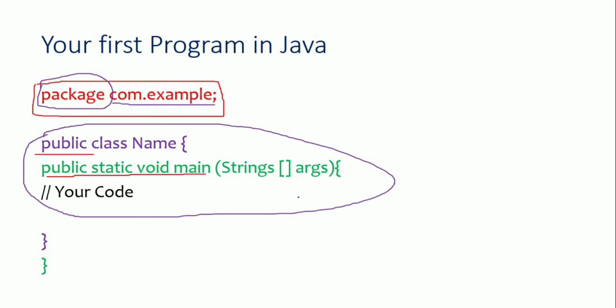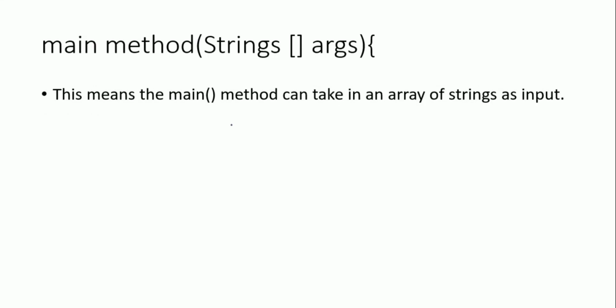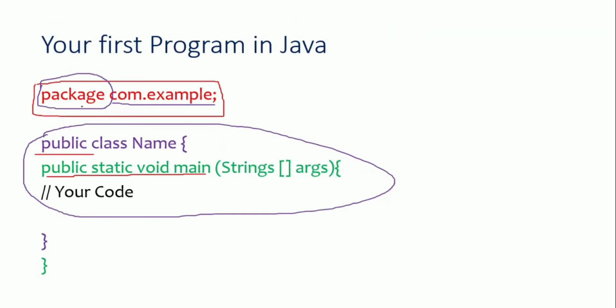Okay, so your first program in Java. Our program in Java starts from the package. What is a package? A package is simply a grouping of related classes and interfaces. Now, when we write a package name, we have to include the classes and the interfaces in it. You have your access modifier, which is public, and you have the class and the class name, and then you have public static void main (String[] args).